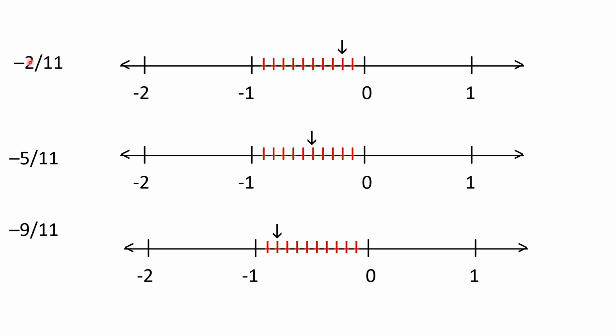So count up to 2, that is the numerator, from 0: 1, 2, and this point is minus 2 upon 11. Here count up to 5. So 1, 2, 3, 4, 5. So this point is minus 5 upon 11 on the number line. Here it is 9, so count up to 9. 1, 2, 3, 4, 5, 6, 7, 8, 9. So this point is minus 9 upon 11.